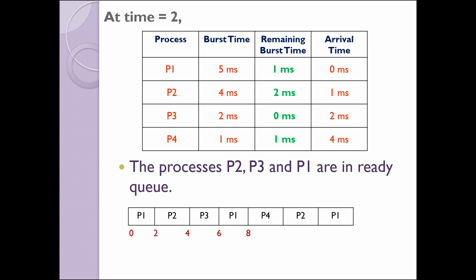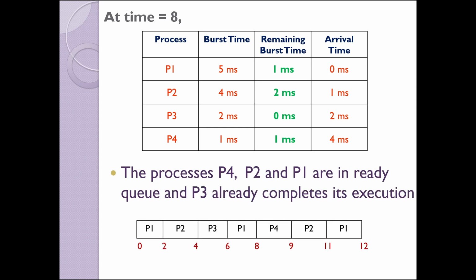After 8, P4, P2, P1 are in the ready queue. At time 8, the processes P4, P2 and P1 are in the ready queue and P3 has already completed its execution. The remaining burst time for P1 is 1 millisecond, P2 is 2 milliseconds, P3 is 0 milliseconds and P4 is 1 millisecond.